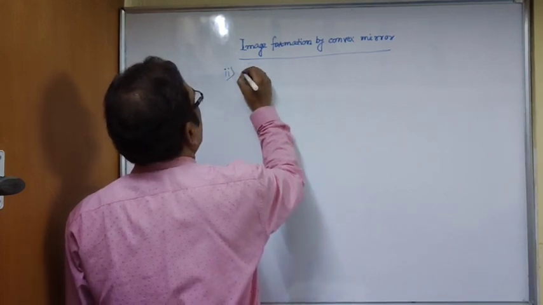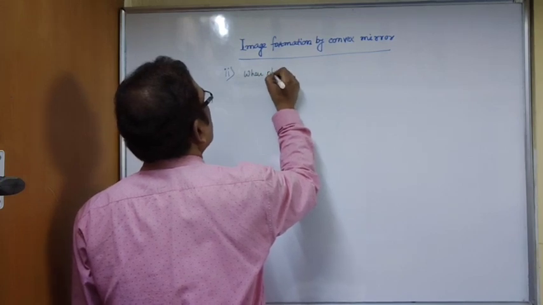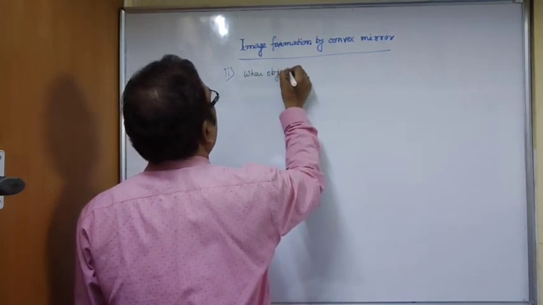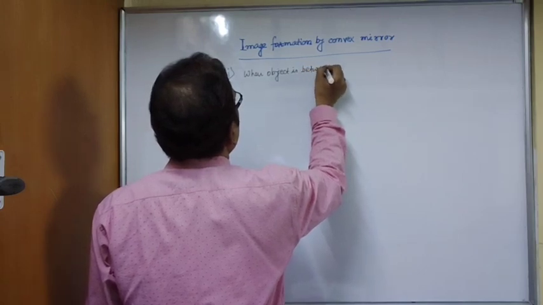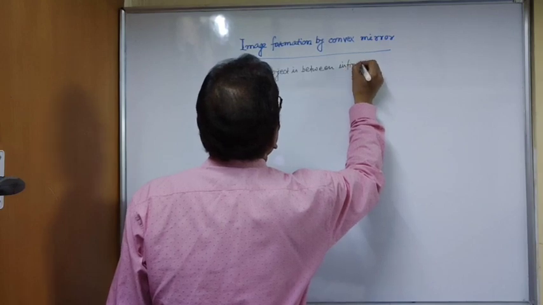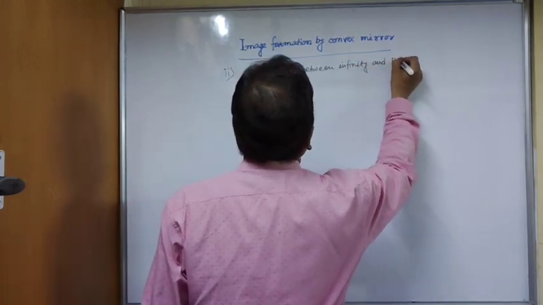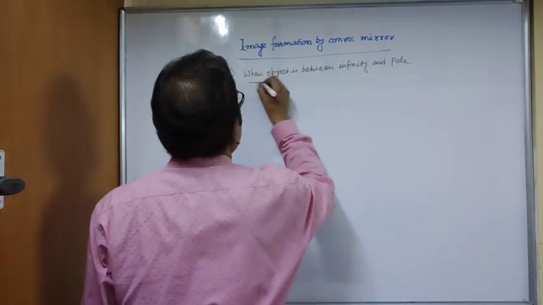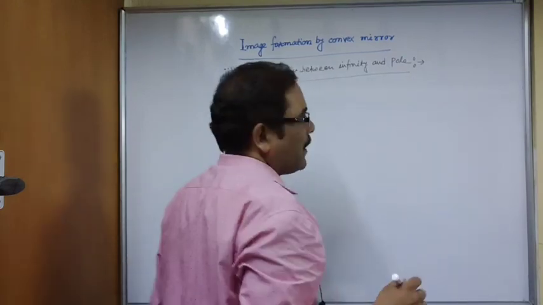Second one, when object is between infinity and pole. Infinity and pole.